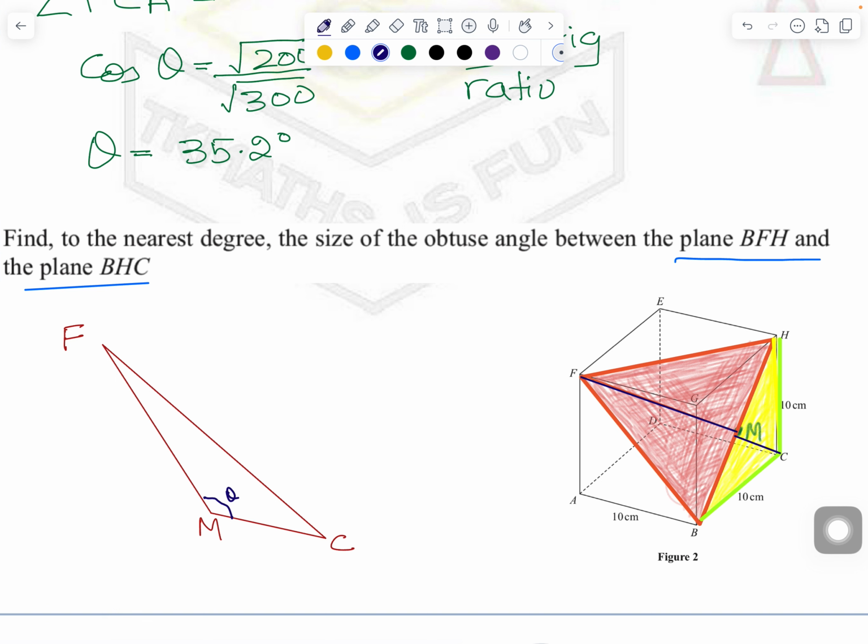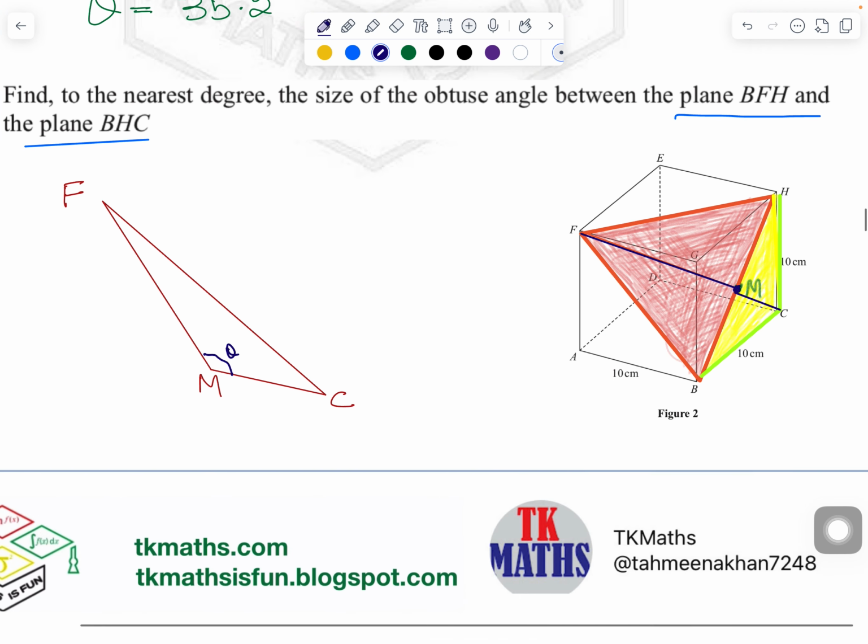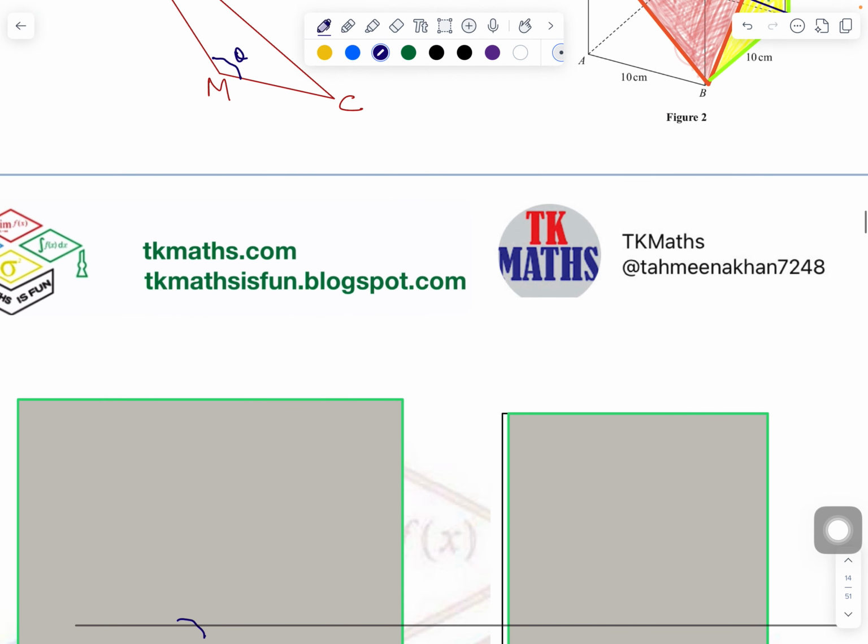Now in this triangle, because this is the angle where two planes are meeting, we have to find out theta. Do we know any side? Do I know MC? I'm calling this point M, by the way, it is not in the diagram, I'm calling it M. FM, no. MC, no. FC, yes. So let's see here what we will do.